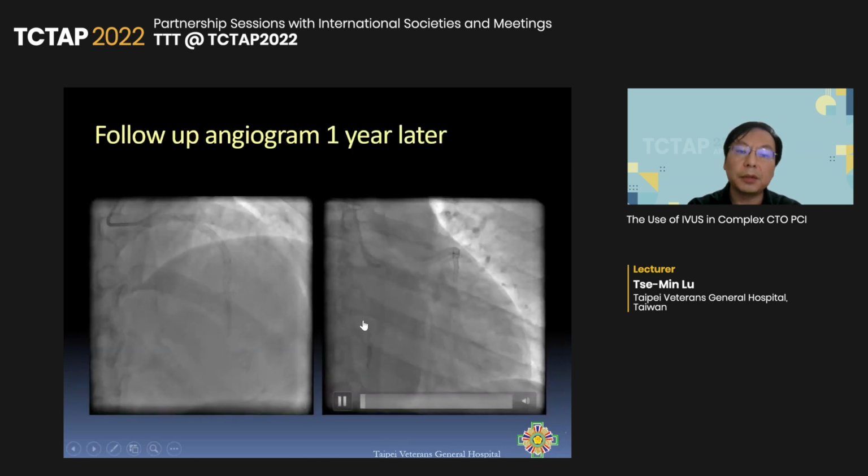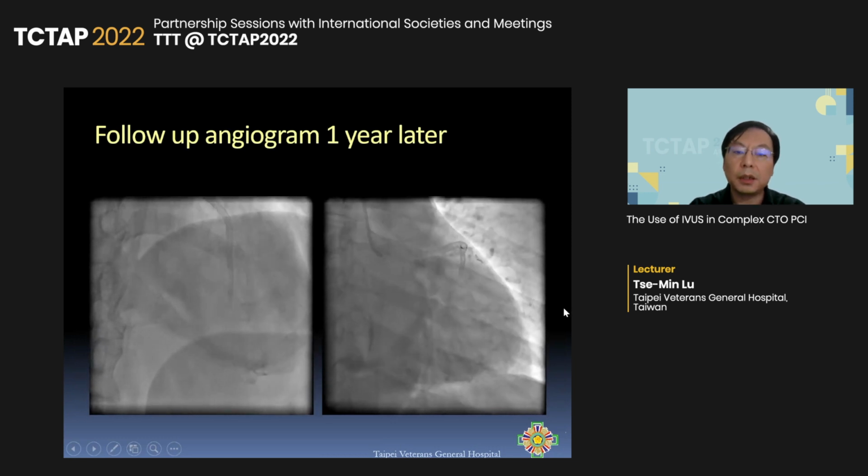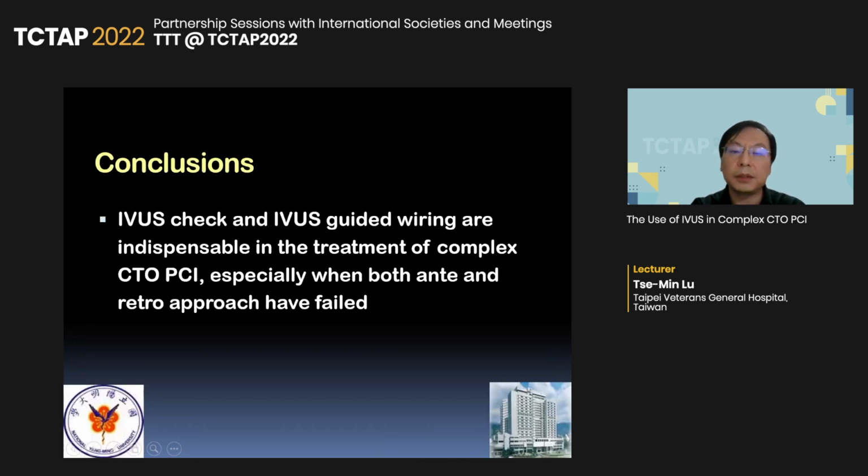This patient underwent a follow-up angiogram 1 year later. We can see that the stent is still patent. So from this type of CTO case, we know that both the antegrade approach and the retrograde approach may greatly improve the CTO PCI success rate, but in the circumstance where both the antegrade and the retrograde approach have failed, maybe IVUS check and IVUS-guided wiring may be useful in the treatment of this kind of CTO PCI. So these are my two cases, and thanks for your attention.